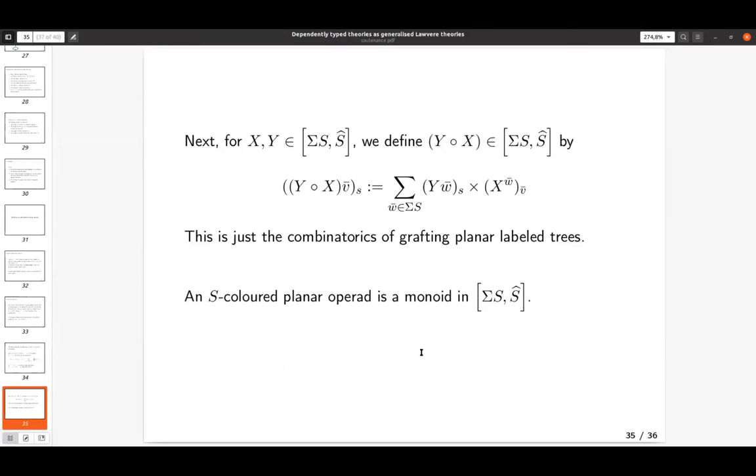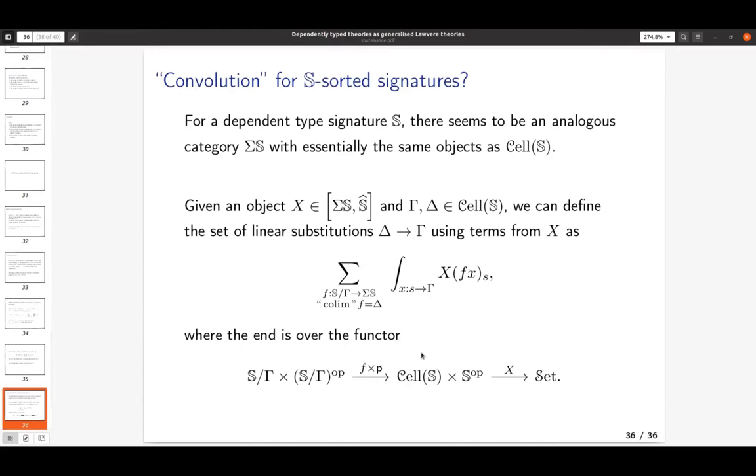And this is just the combinatorics of grafting planar labeled trees without any Cartesian grafting, just usual grafting of planar labeled trees. And then you can say that a planar operad, an S-colored planar operad, is a monoid in this category of collections. And it seems as though, now this is really the point at which I'm going to wave my hands, because this is something that I've just been thinking about not for very long.